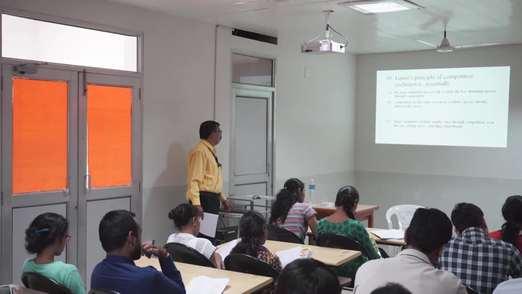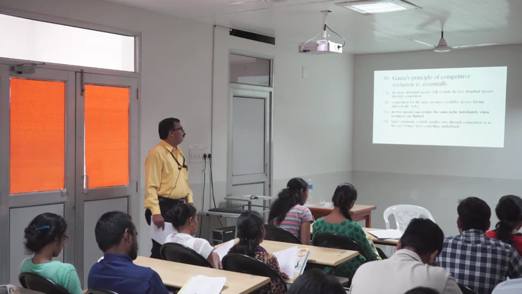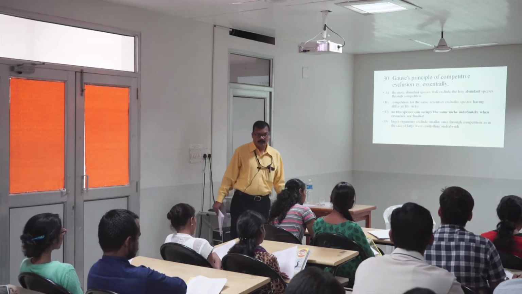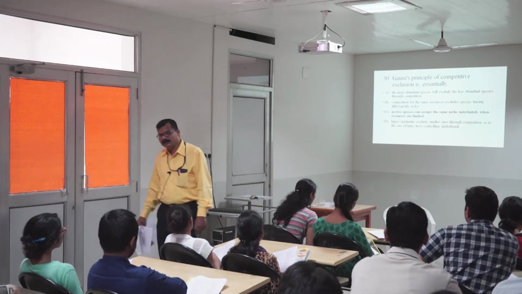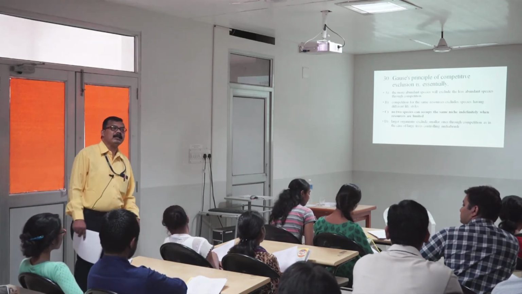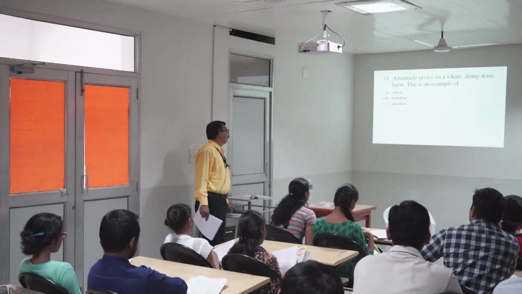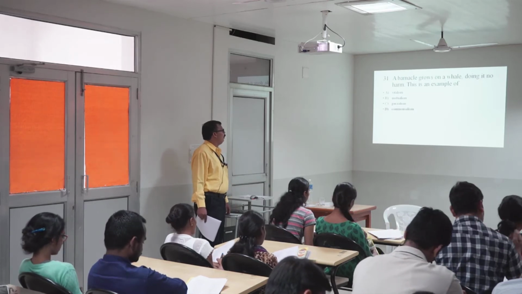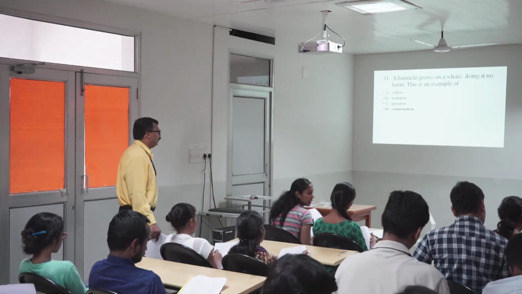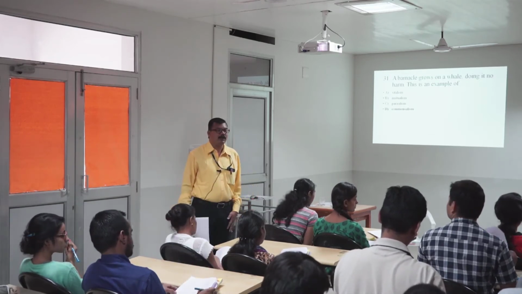Gause's principle of competitive exclusion is essential, that is, no two species can occupy the same niche indefinitely when the resources are limited. Two organisms, two species can never occupy the same niche when the resources, that is food, availability of the food, is limited. A barnacle that grows on the whale doing no harm is the example of commensalism. So here you must know the relationships between the different animals.